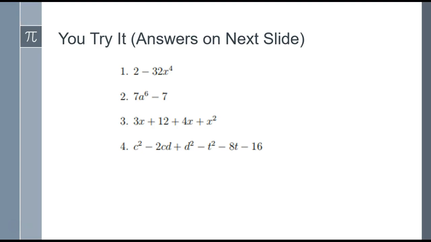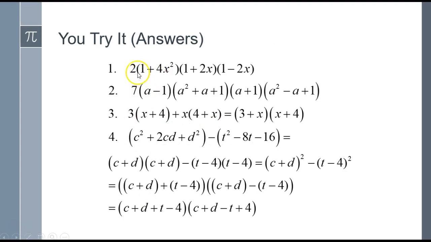Alright, you're back, so I trust you tried these. So for number 1, I had to take out a common factor of 2 first. And when I do that, I was left with 2 times 1 plus 4x squared times 1 minus 4x squared. But 1 minus 4x squared factors as the difference of two squares, which is where the 1 plus 2x times the 1 minus 2x comes from.